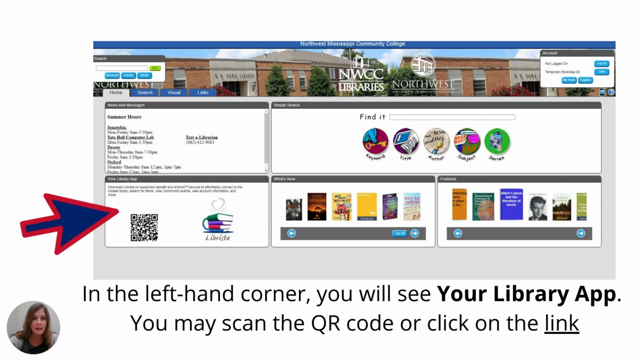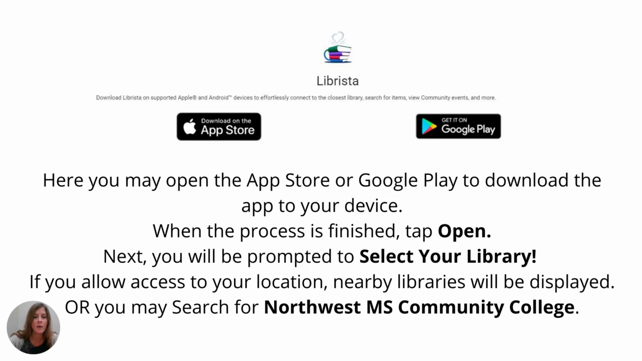Here's the library's catalog. In the left-hand corner at the bottom, you will see Your Library app. Here, you may scan the QR code or click on the link. Then you may open the App Store or Google Play to download the app to your own device. When the process for downloading the Librista app is finished, tap Open.